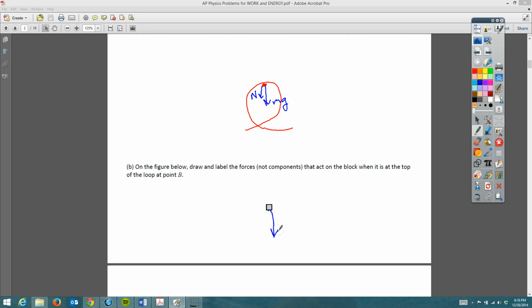We know that we have going straight down. This one would be mg. And then the other one that we have should be n, and they should both point straight down. So you could probably do a better job than what I did.